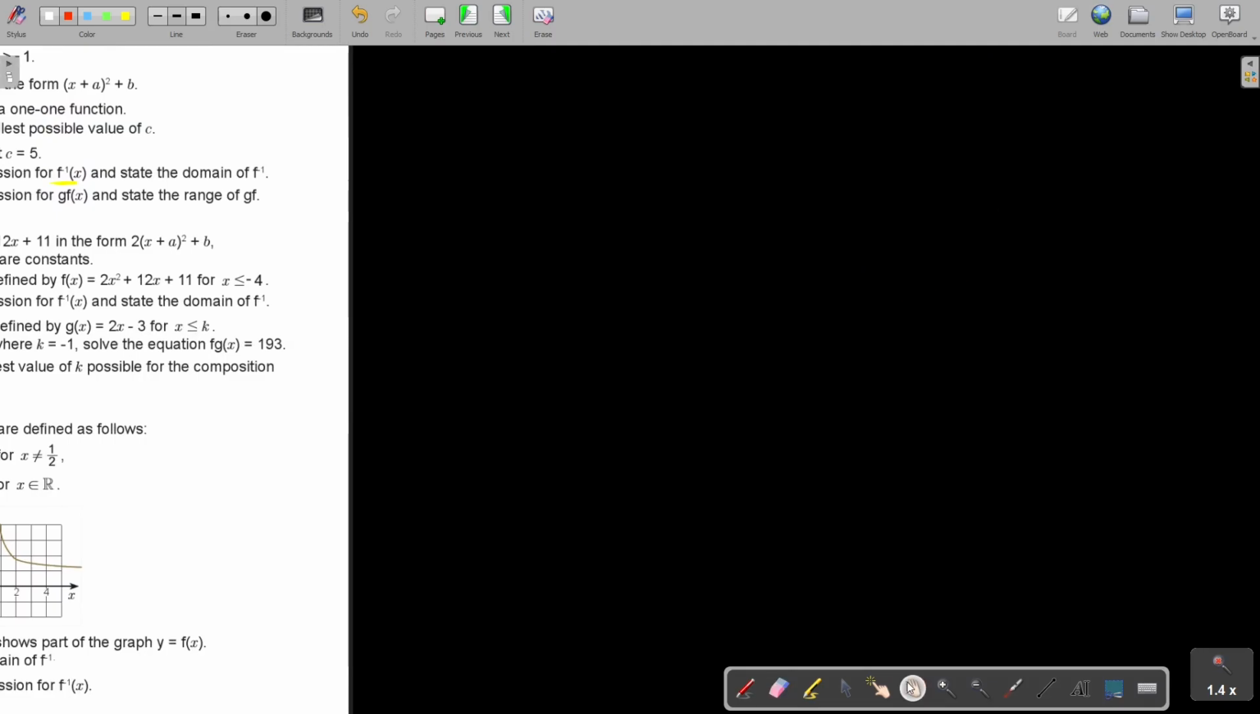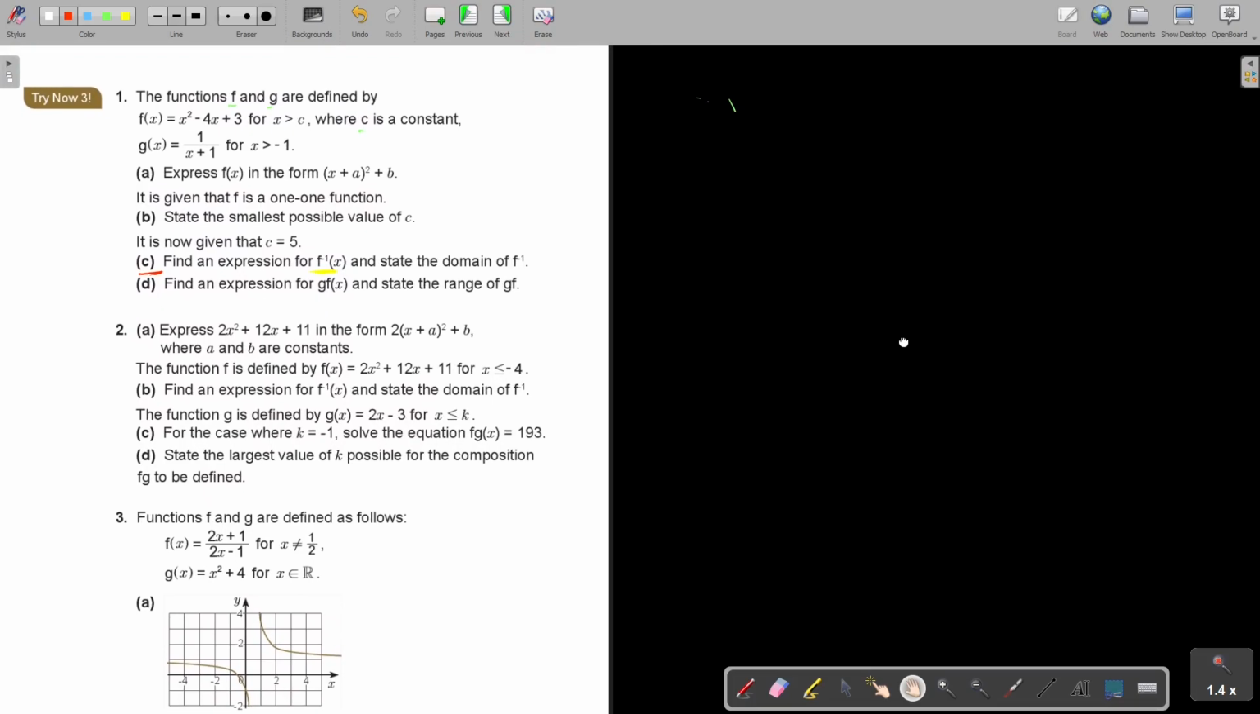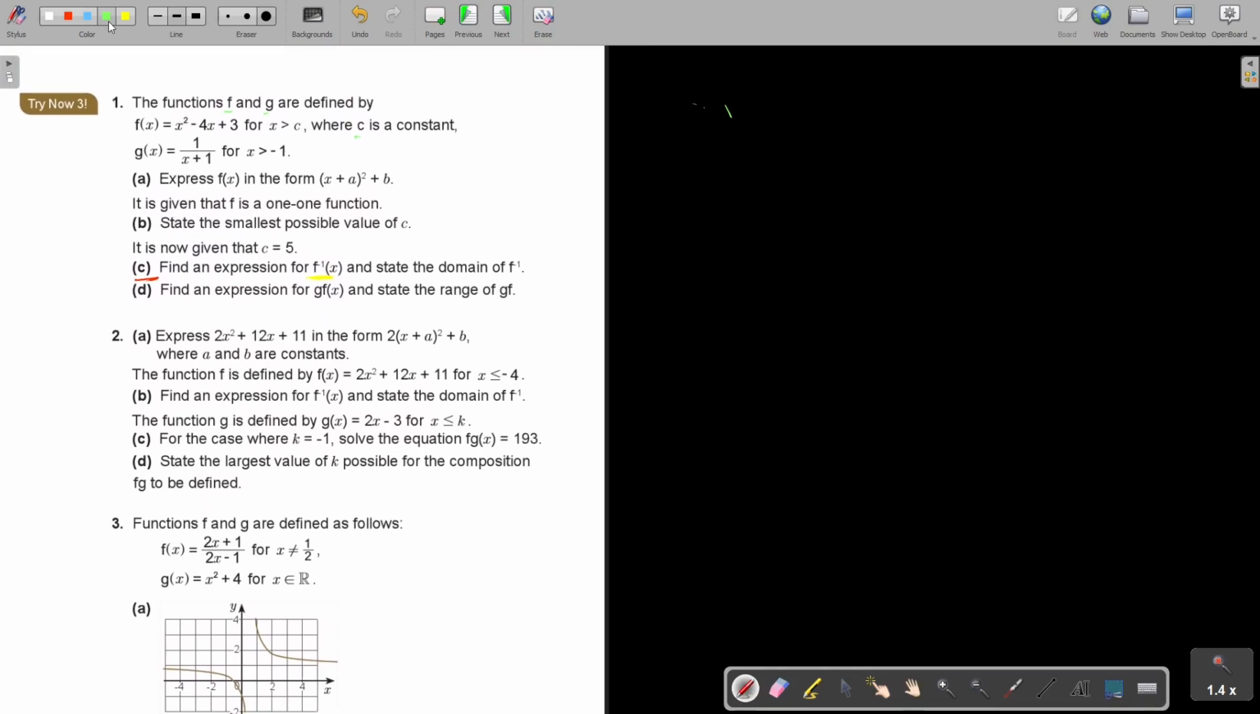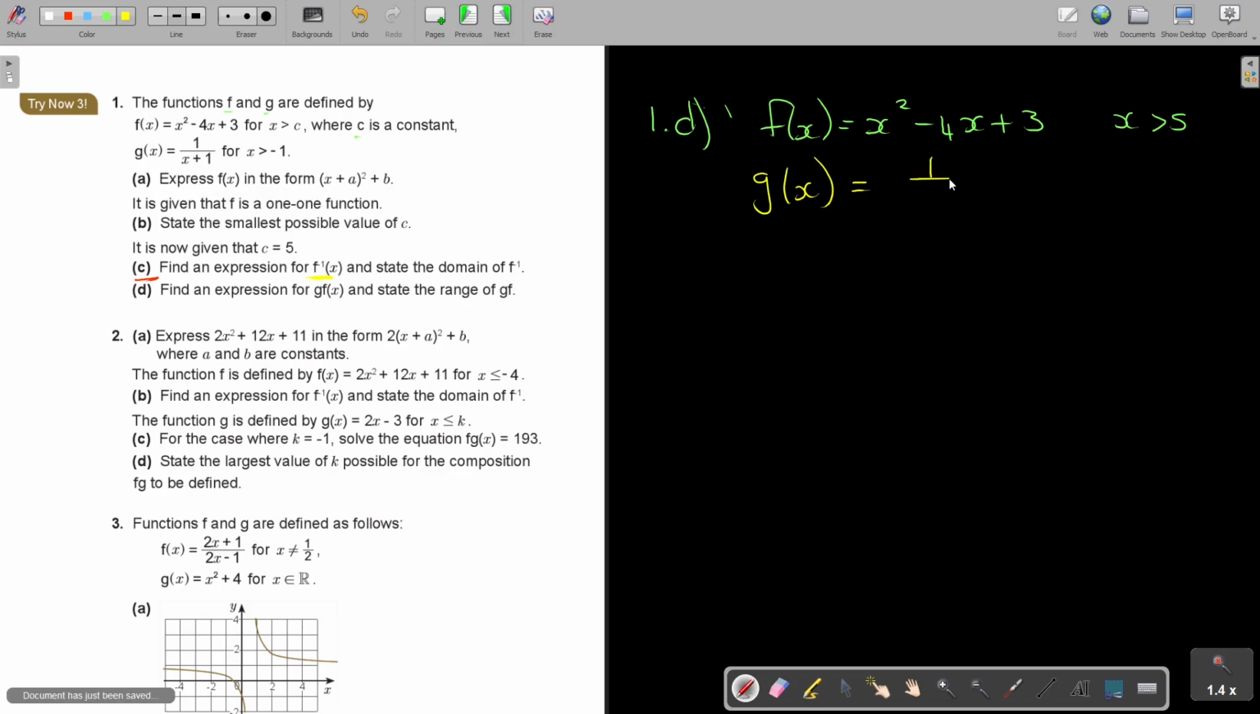Okay, so let's start. Find the expression. Now I have my expressions. This is now number 1D. I have f(x) is equal to... it doesn't matter what form, I think it will work in this form. And remember, they said c is now 5, so x is bigger than 5. Now find an expression, and I'm bringing in g(x). Oh, it was already in, so x plus 1, x is bigger than negative 1.